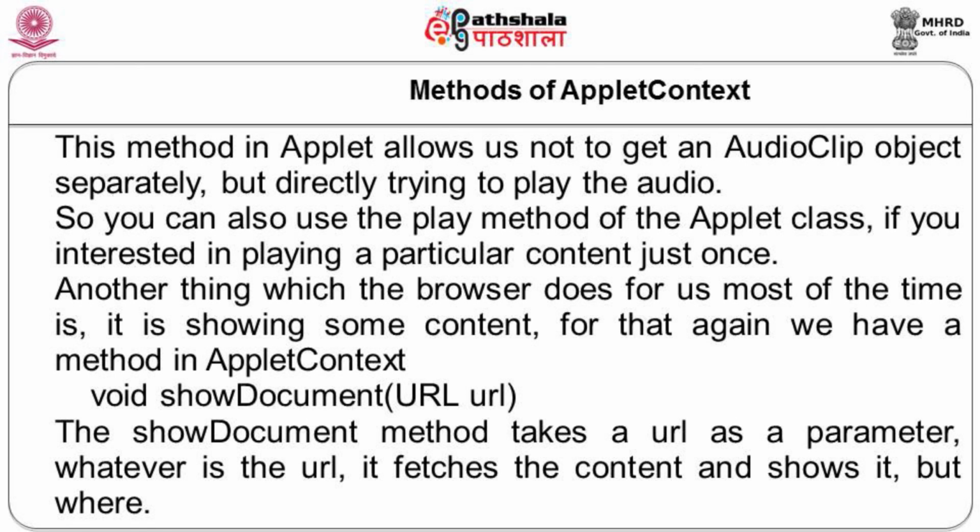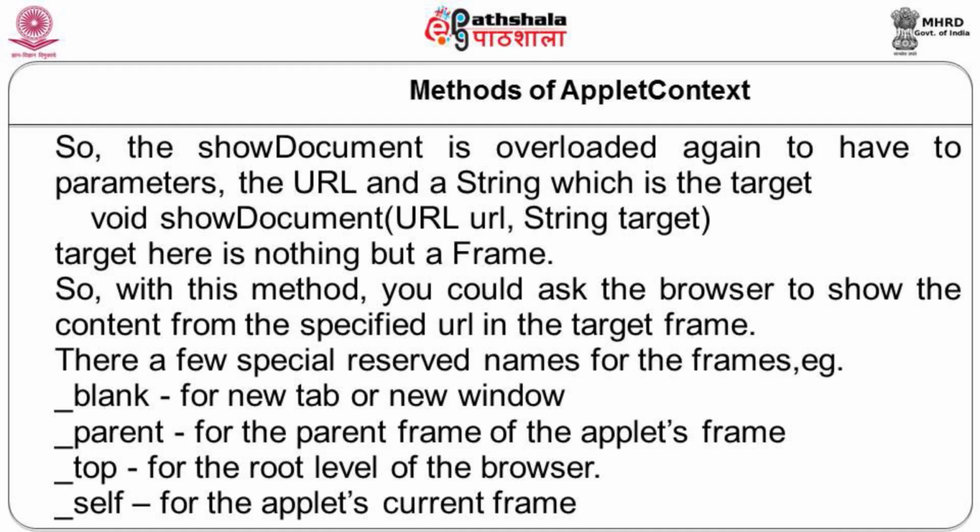Browser. Main thing we do most of the time is showing some content here and there, right? So for that, again, we have a method called show document. Applet Context has this method called show document. It takes a URL, and whatever page corresponds to that URL, it will fetch and show it. But where? The show document has two parameters, the URL and a string, which is the target. The target here is nothing but a frame.